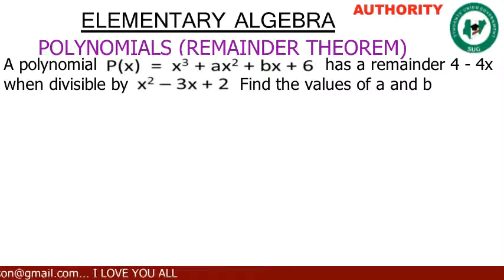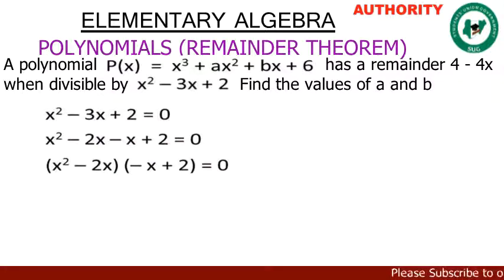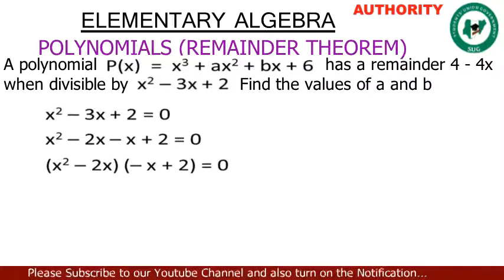Alright, let's go. What I'm going to do, let's pick our factor and equate it to 0. So our factor is x squared minus 3x plus 2. If we equate this to 0, we're going to have x squared minus 3x plus 2 equal to 0. You can see that this is a quadratic equation. Let's simply solve this using factorization. So in our factorization, we're going to ask a question: what are the two numbers that when you add them together you get minus 3, and then when you multiply them you have 2?